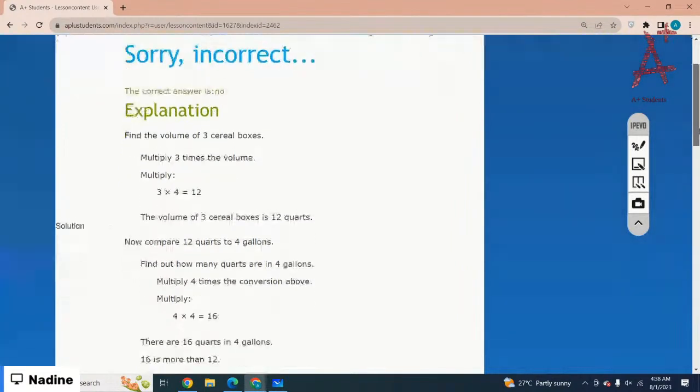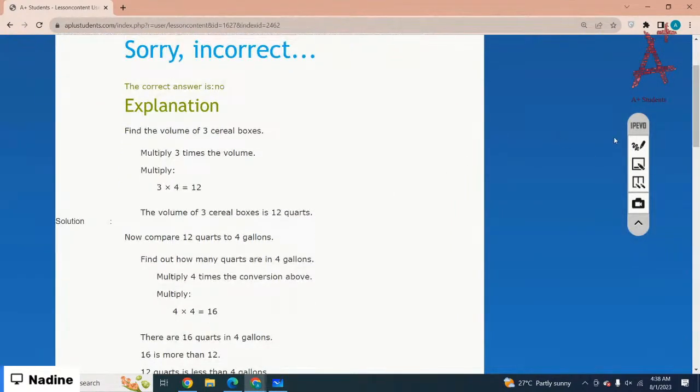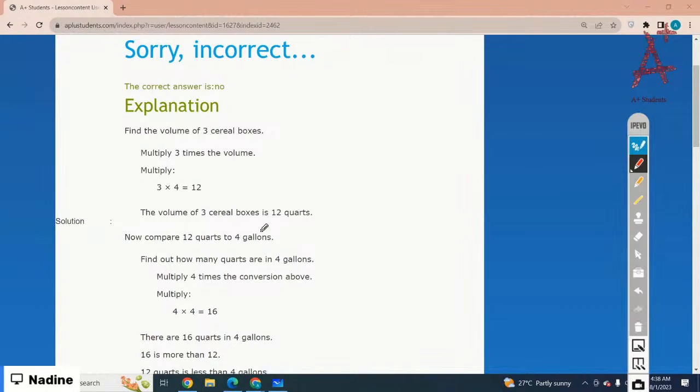You can see here, 3 times 4 makes 12. That means the volume of 3 cereal boxes is 12 quarts. You have to compare now 12 quarts to 4 gallons. In 1 gallon you have 4 quarts. So 4 times 4 is 16. That means 16 quarts is more than 12. So that means 12 quarts is less than 4 gallons.